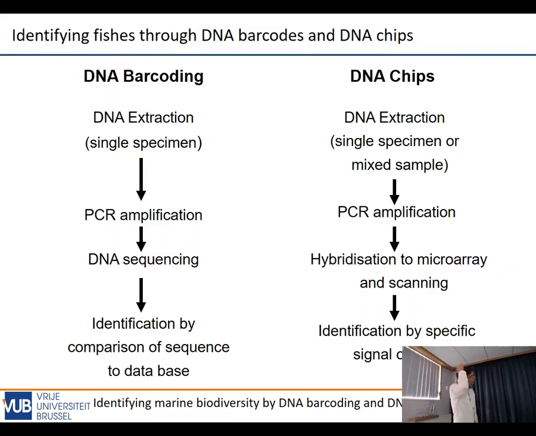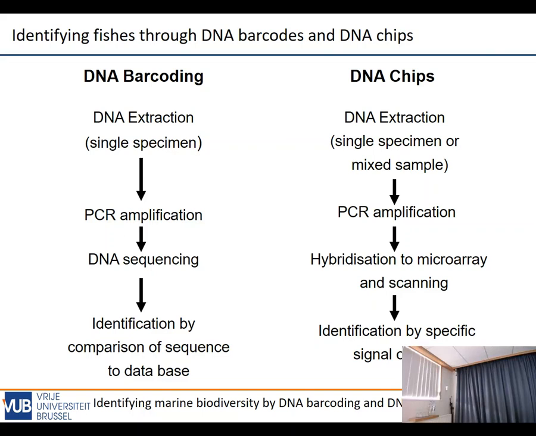But first of all, a brief overview about the workflow in these methods. So DNA barcoding, you start with DNA extraction, usually with single specimens, especially when you set up the database and you have your reference organisms. You make a PCR amplification, you make a usual Sanger sequencing, and then you put it in a database. And when you then have an unknown sample, you do the same process, you compare it to the database, and then you can identify it.